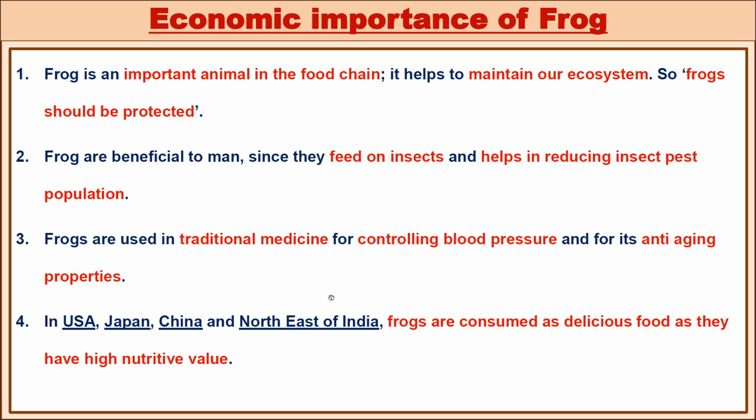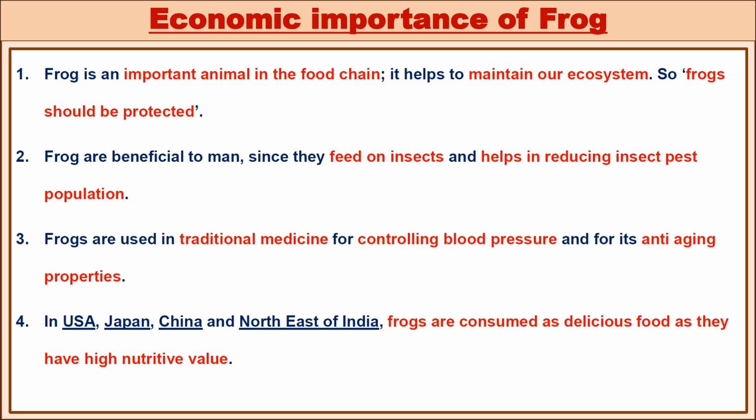What is the economic importance of frog? Frog is an important organism in the food chain. It helps to maintain the ecosystem. Without frog, the food chain becomes incomplete, and so the frogs should be protected.